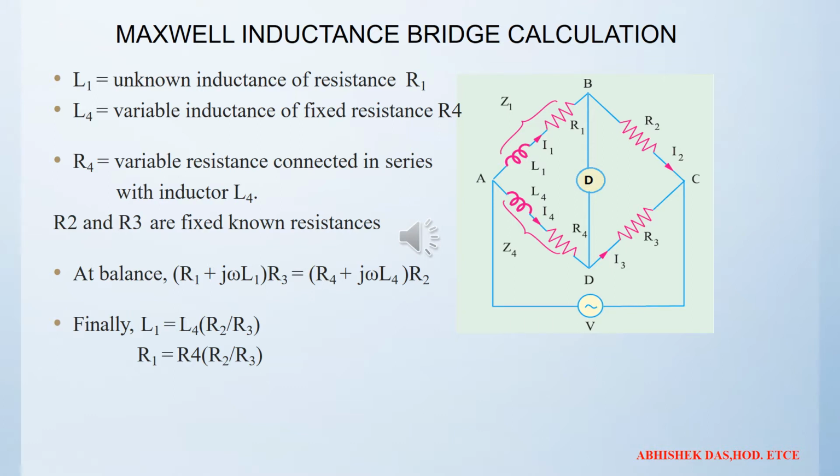The inductance is L1. Here you can see the different values, such that L1 is the unknown inductance, L4 is the variable inductance, R4 is the variable resistance, and R2 and R3 are the fixed resistances. From there you can calculate the balance equation, and from there we can calculate the unknown resistance and unknown inductance, and from these we can also calculate the quality factor of this bridge.